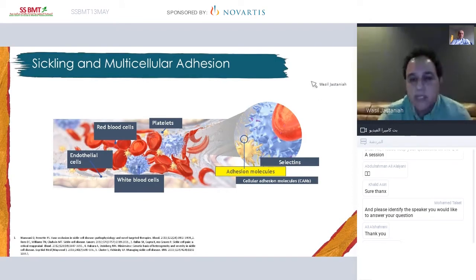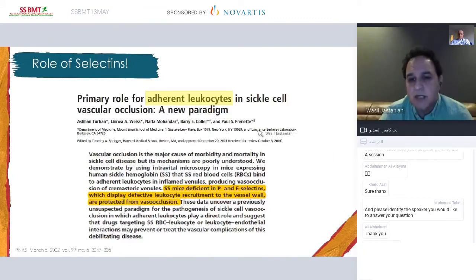And with the increased expression of vascular adhesion molecules and the increased selectins and cellular adhesion molecules that occur in sickle cell disease as a result of sickling, we can see that we have multicellular adhesion, not only of red blood cells, but also of white blood cells, platelets, and endothelial cells. And we know this from earlier preclinical studies on mouse models. And this is one study that hopefully will pop up soon.